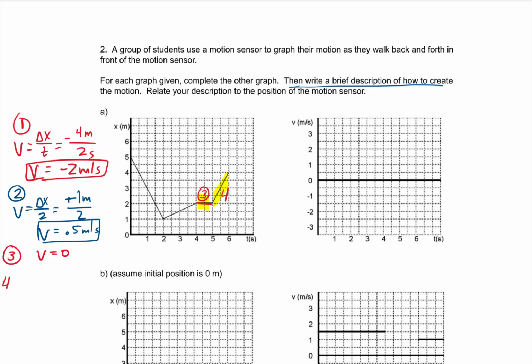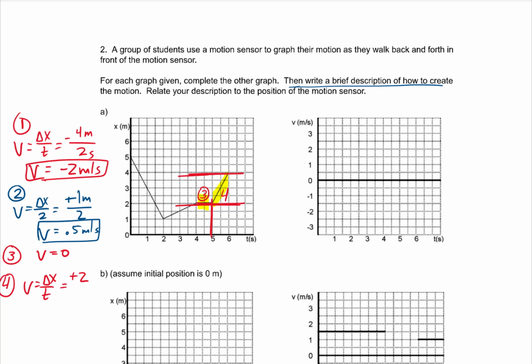And then for the fourth chunk, we start off at 2, and we end up at 4. So the velocity is delta x over time. So that's positive 2. Going from 2 to 4 is positive 2.